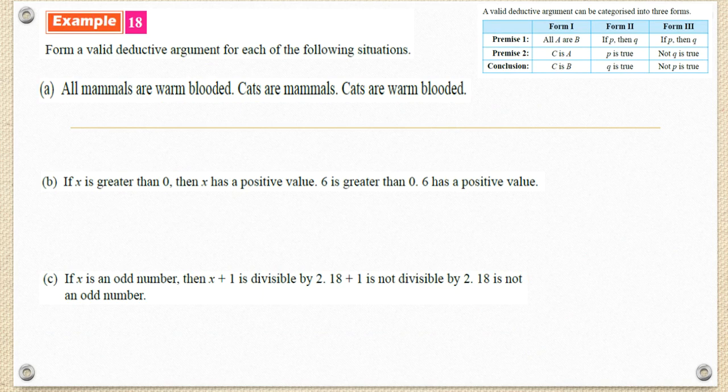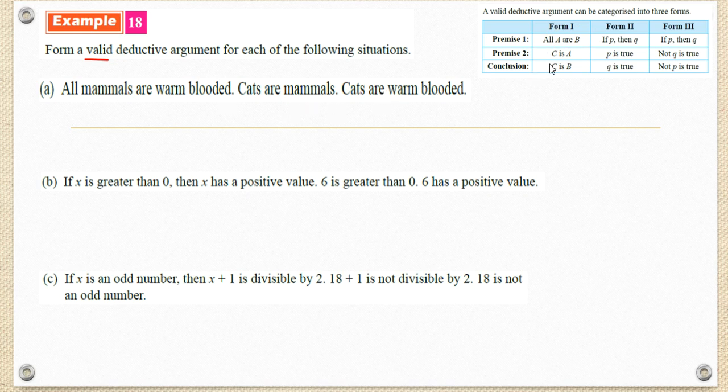So example 18 here: form a valid deductive argument for each of the following situations. So they have 3 statements for you. You have to form a valid one. All mammals are warm-blooded. Okay, which is form 1. All mammals are warm-blooded will be your premise 1. Cats are mammals. Cats are warm-blooded.